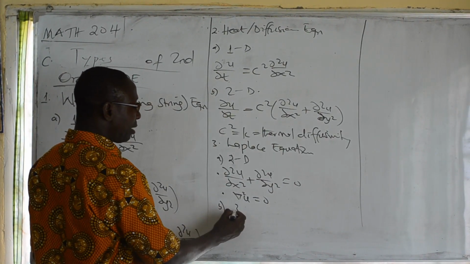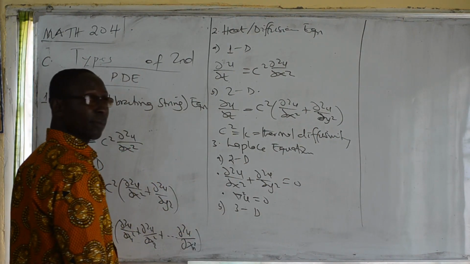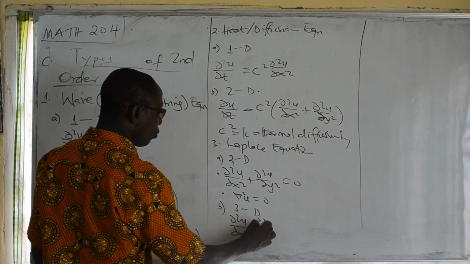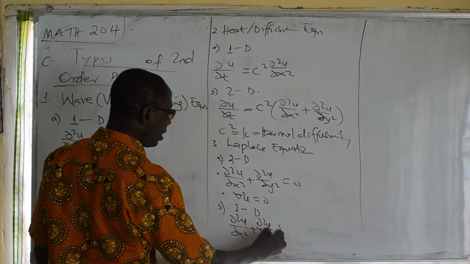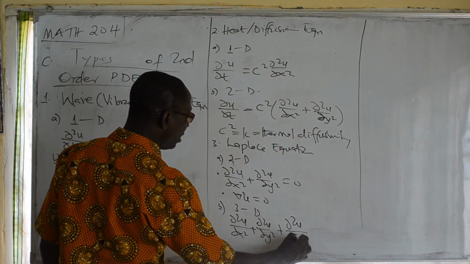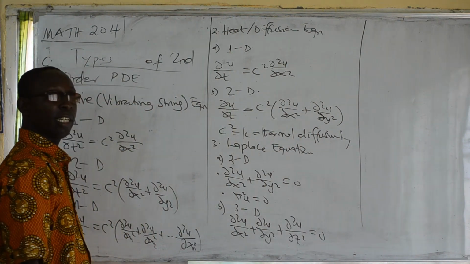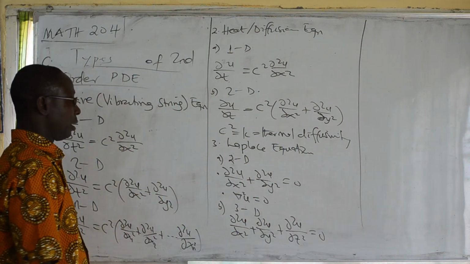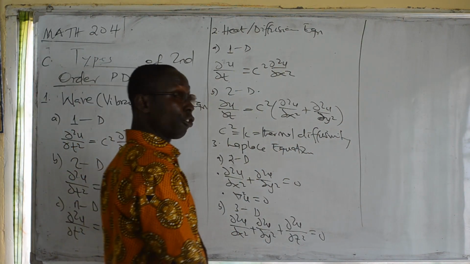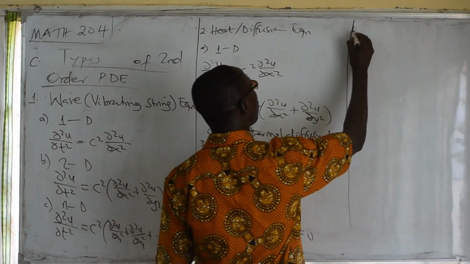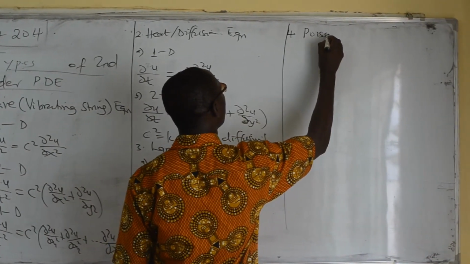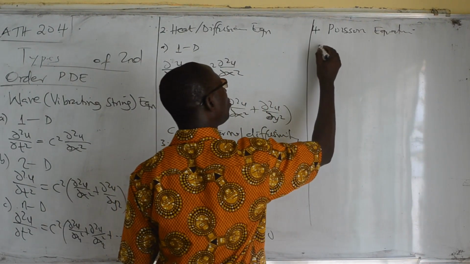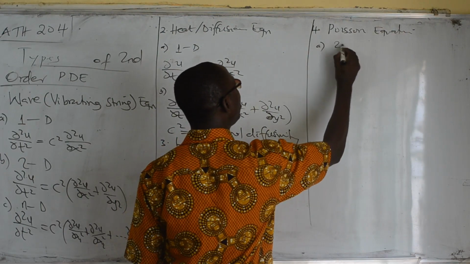Then, what about Laplace in 3 dimensions? Laplace in 3 dimensions will be the squared u over the x squared, the squared u over the y squared, the squared u over the z squared is equal to 0. The Laplace has interesting properties here, all equals 0. Then let's move on to 4, what we call the Poisson equation. Let's discuss Poisson equation in 2 dimensions.